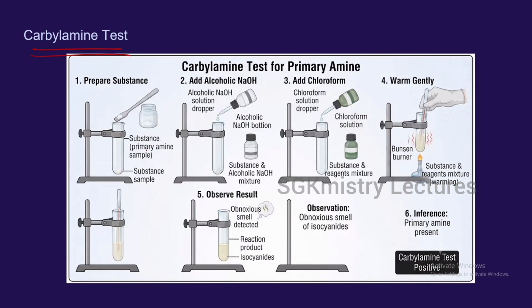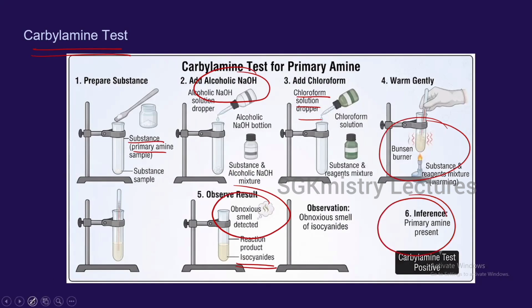So here carbylamine test, you're going to take the substance in the test tube, and you're going to add alcoholic NaOH solution to this substance. Then to this, you're going to add chloroform solution dropwise. Once you add this, and then you warm this particular mixture, now you can see that obnoxious smell is detected. Okay, so this obnoxious smell is mainly because of the isocyanides which are produced in this particular reaction. So we can say that primary amine is present. So whatever the compound that is given is a primary amine.